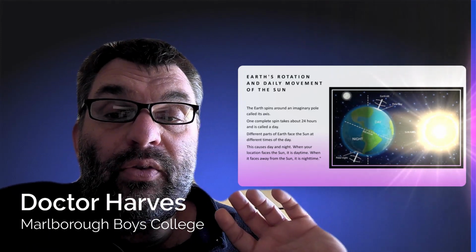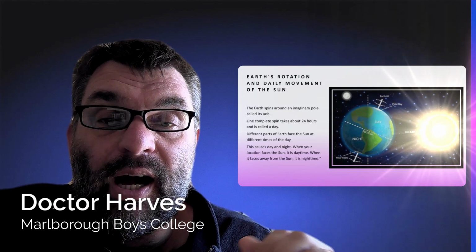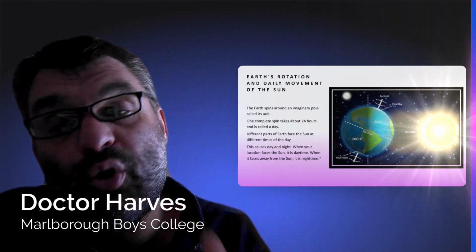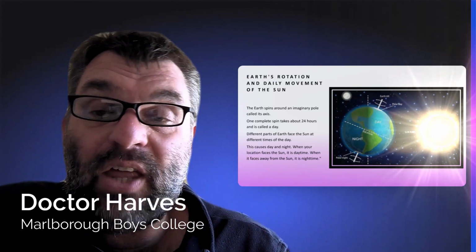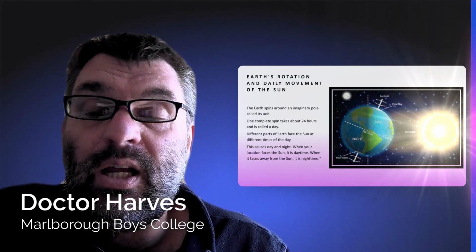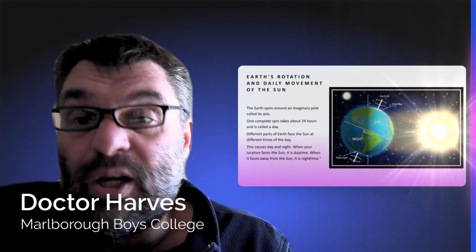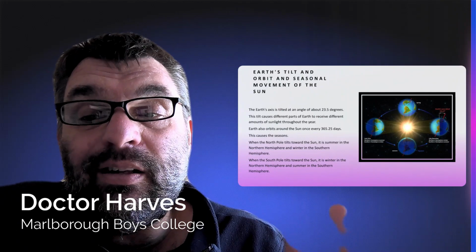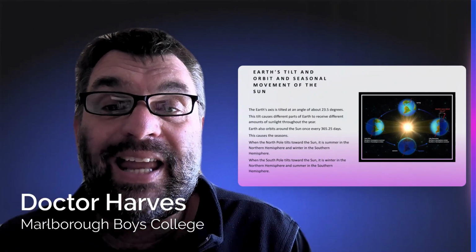So the night and day are essentially based around whether one side is facing or not facing the sun, and the lengths of that day or night depend on what hemisphere you're in because of that tilt. So that tilt becomes important when we're also looking at the seasons.